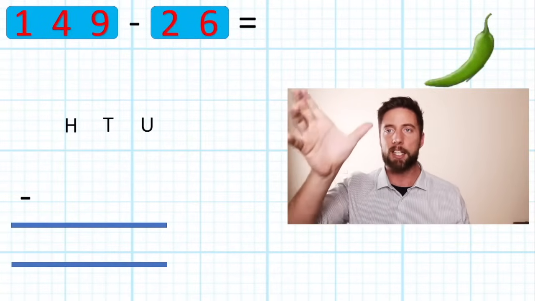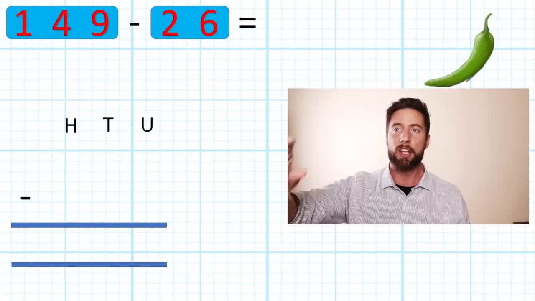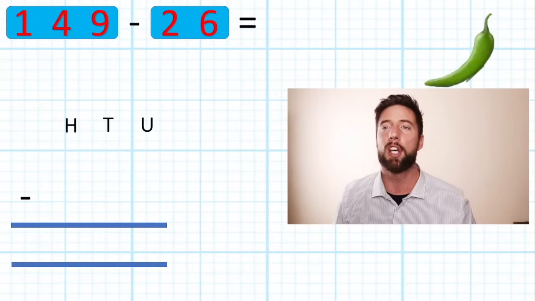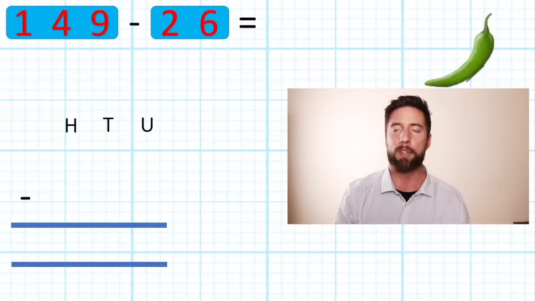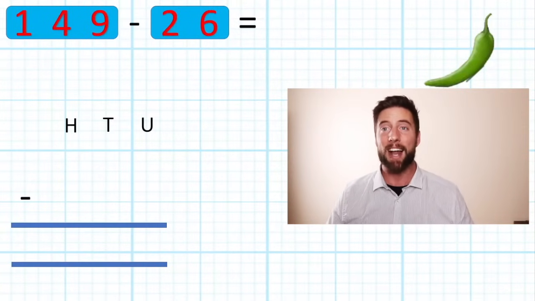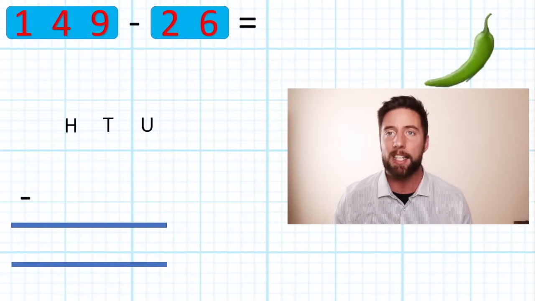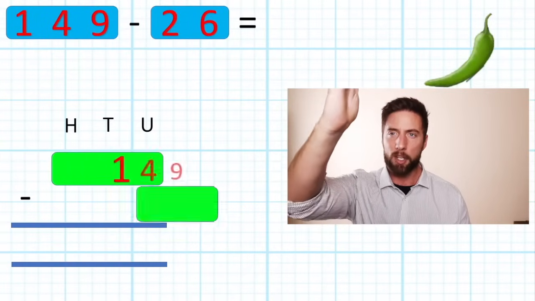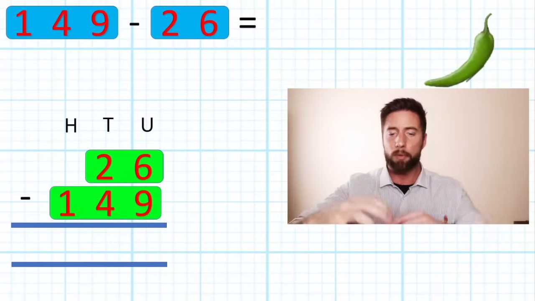So first things first, let's arrange our columns. And you will know if you've seen any of my other videos, it's very important we put our units, our tens and our hundreds, our column titles at the top there to remind us to stay in our columns and be neat and organized. So hopefully we're pretty confident with our place value. If you're not, check out our place value videos, get all the information you need on that. But I know that I'm going to put my units in my units column, my 9 and my 6. But which way around do I put them? Do I put my 149 on top? Do I put my 26 on top?